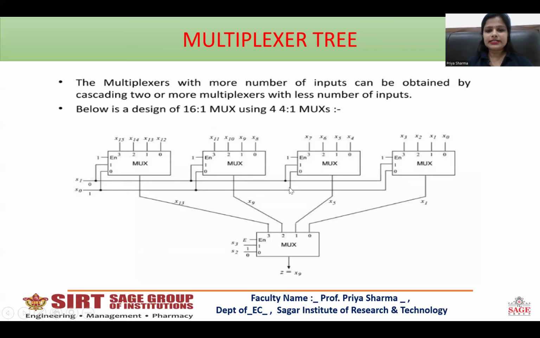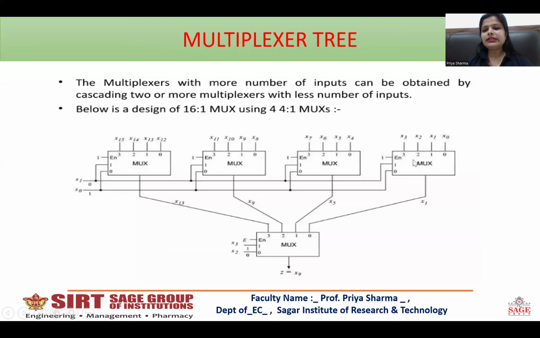This diagram is of a 16 is to 1 multiplexer, in which we are using, sorry, 4 is to 1 multiplexers. You can see here from x0 to x15 there are 16 inputs and only one output. The selection lines are only 2 here and 2 here. So in total, for a 16 is to 1 multiplexer, we require 16 inputs, 4 selection lines, and 1 output.